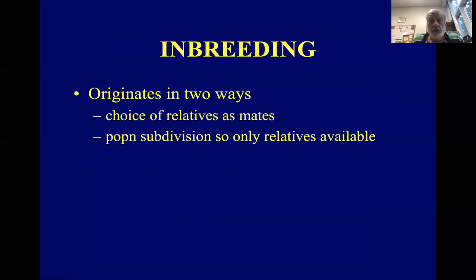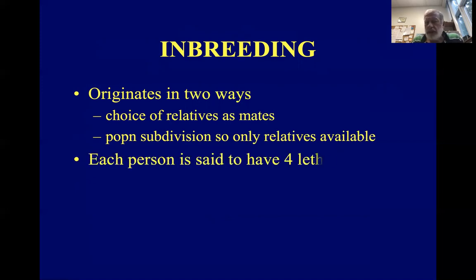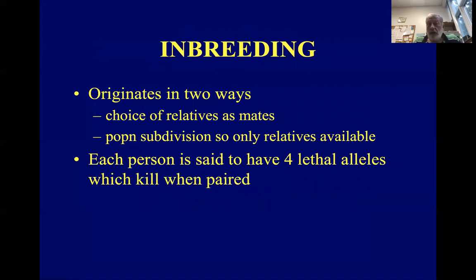So it originates in two ways. In some species, they choose to mate with relatives, and in other species, their populations are subdivided such that the only individuals around you to mate with are your relatives. Each person is said to have 4 lethal alleles which kill when paired. So that's probably why you don't want to have kids with your brother, because they're more likely to be stillborn.